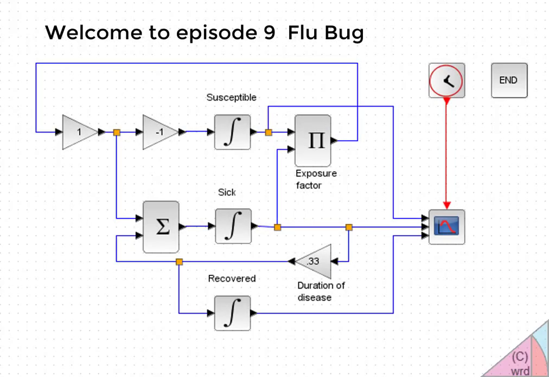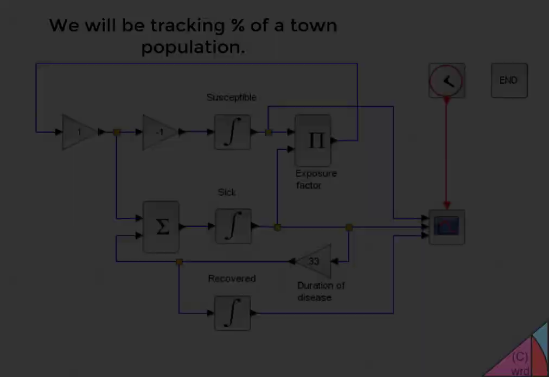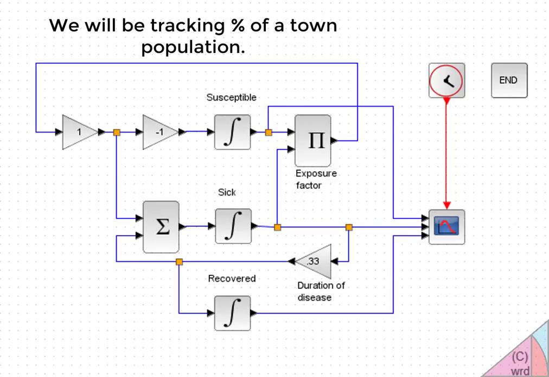Welcome to Episode 9, Flu Bug. This is the public health version of 2 VAT flow, actually 3 VAT flow since we will be tracking people starting well, getting sick and then recovering. Instead of gallons, we will track the percent of people in a town hit by a flu bug.